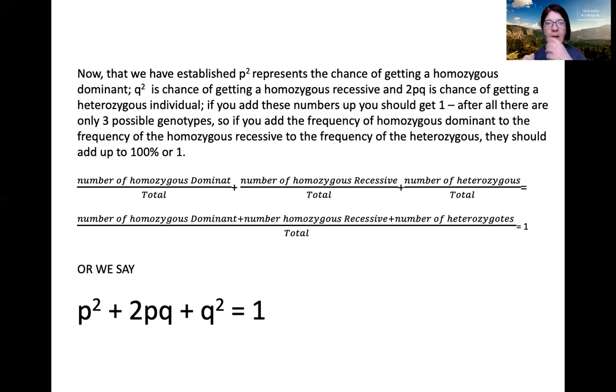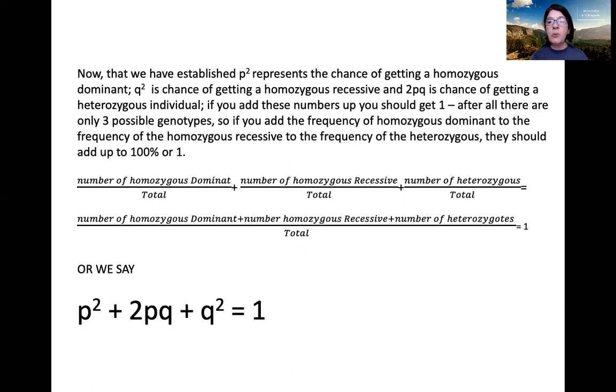Okay. Now, if you add those numbers, they should add up to 1. Why? In a population, you're either homozygous dominant, you're homozygous recessive, or you're heterozygous. There's no fourth option. So when you add all the frequencies up, that should add up to 1, correct? So after all, there's only 3 possible genotypes. Okay, so the number of homozygous dominant over total plus the number of homozygous recessive over total plus the number of heterozygous over the total should give you 1. Or another way to represent this is that P squared plus 2PQ plus Q squared equals 1.